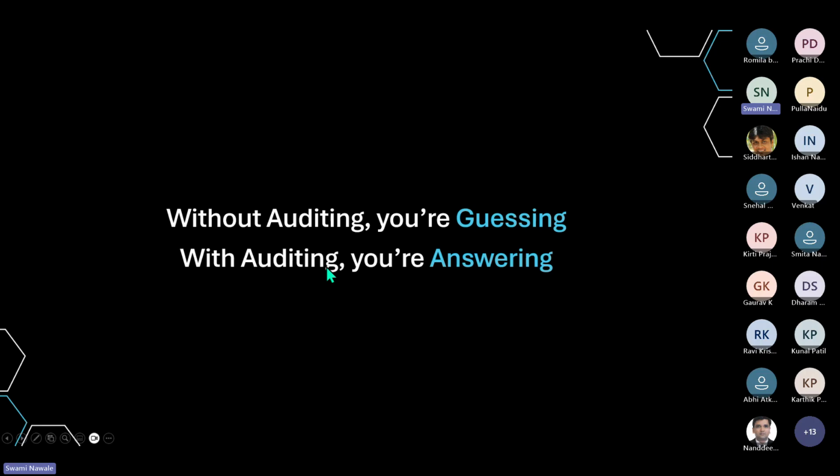So the question is, without auditing, you are only guessing these things. Like if you don't have the hard proof that, okay, I have moved this file from here to there, you don't have solid evidence of that. But with auditing, you are answering because you have the complete detail: who moved it, from which location to which location, and the exact time frame.